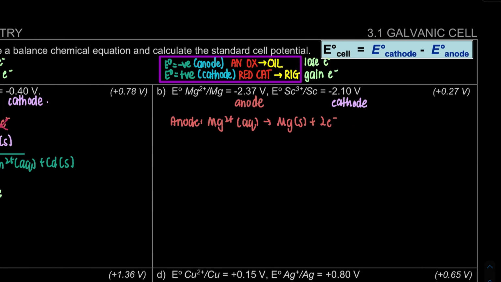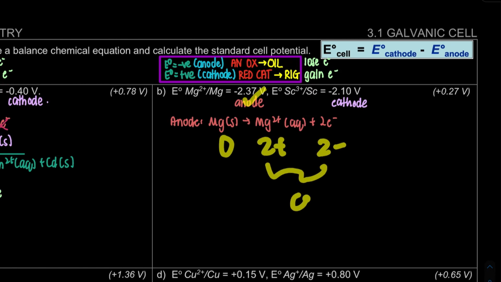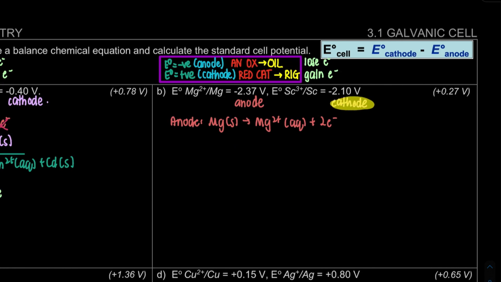So what we're going to change, or swap, is these two species here. So that is for magnesium. Okay, check again: 2 positive, 2 negative, this is 0, okay, it fits. If you're not sure, just try and check again. Okay, next is for our cathode. Cathode is where reduction occurs. Reduction is gain. So the electrons must be on the reactant side.